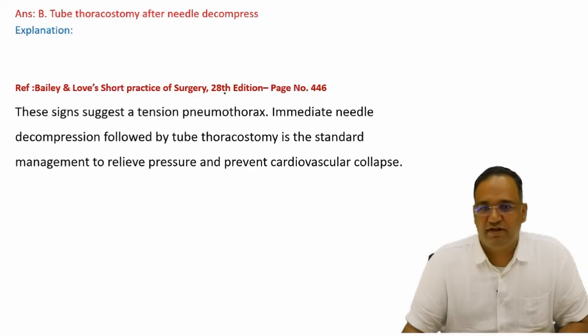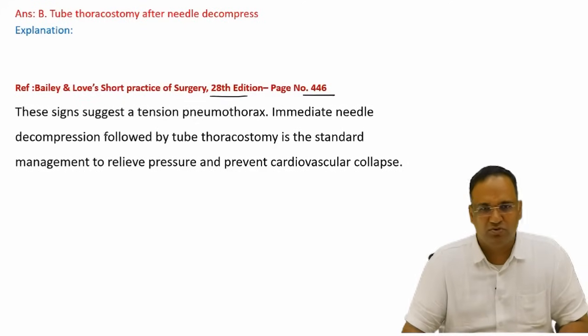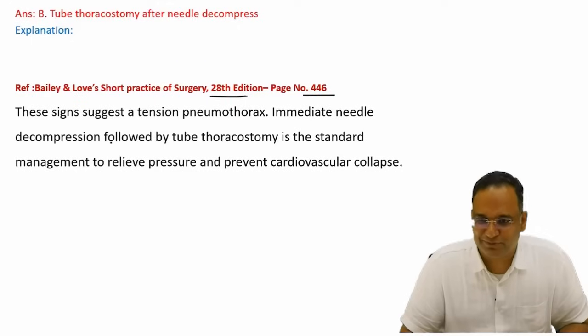Bailey and Love 20th edition very clearly says, page 446. You can use as big as possible, 18 gauge, any wide bore needle. Yeah, 18 gauge can also be used. These signs suggest a tension pneumothorax, and immediate needle decompression followed by tube thoracostomy is the standard management to relieve the pressure and prevent cardiovascular collapse.